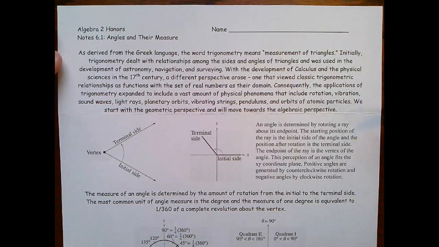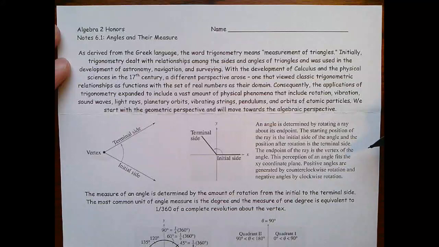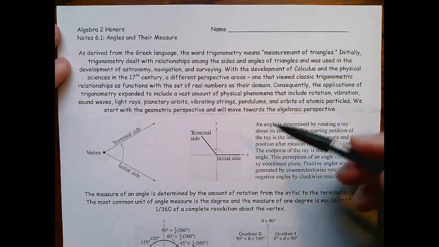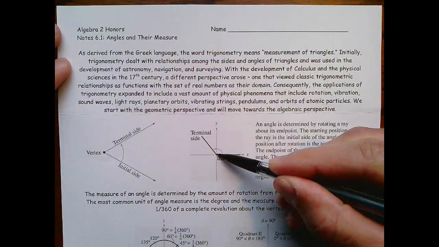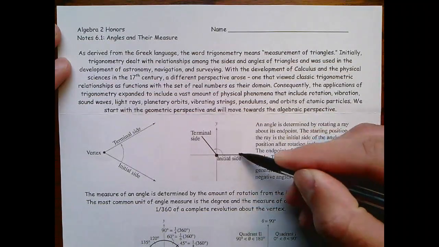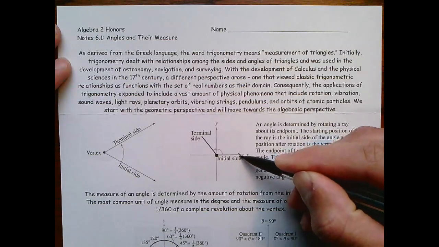So it says an angle is determined by rotating a ray about its endpoint. Hopefully you know from geometry, a ray starts at a certain point. So let's say we start at the point at the origin. So we'll connect it to maybe some algebra. So we'll start at the origin, and then we'll let that line go forever in one direction. So this would be a ray.